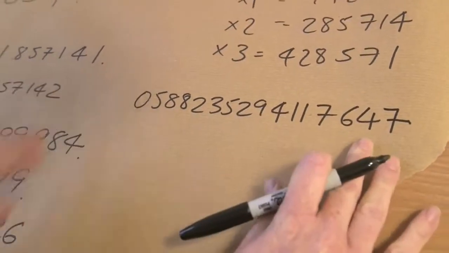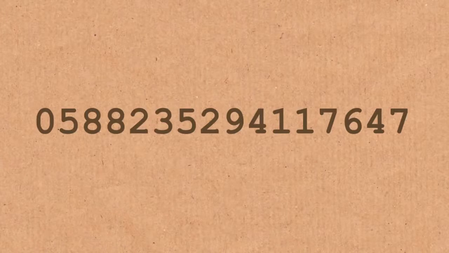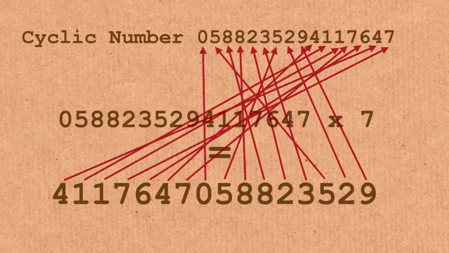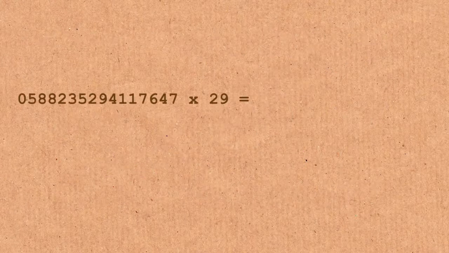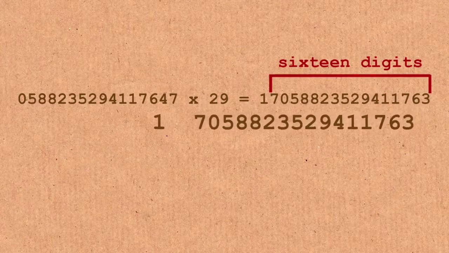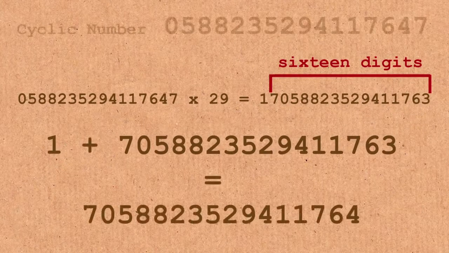058823529411767. This is another cyclic number. This has got 16 digits. You play the same game. What's important is the fact it's got 16 digits. So if you do multiples of 17, this goes wrong. But if you do 1 to 16, you'll get a permutation of it, and then you can play this game as well, but with 16 rather than 6 digits.